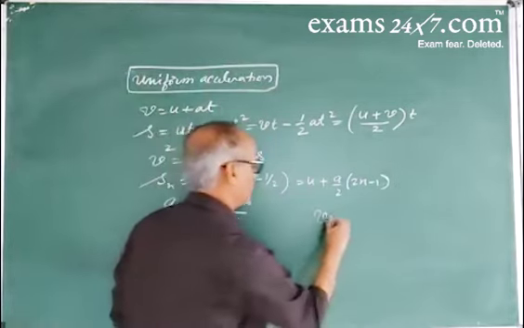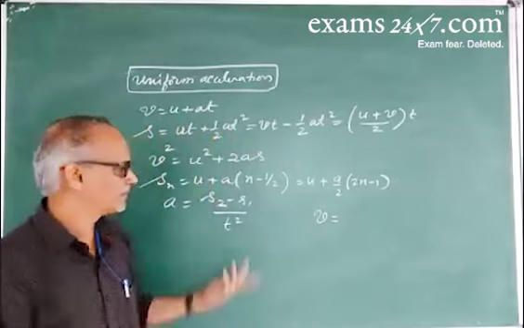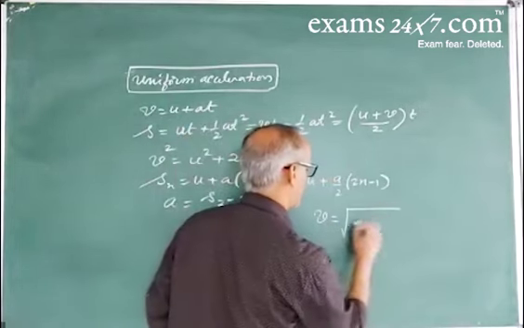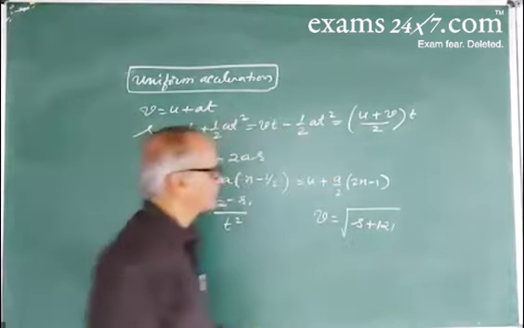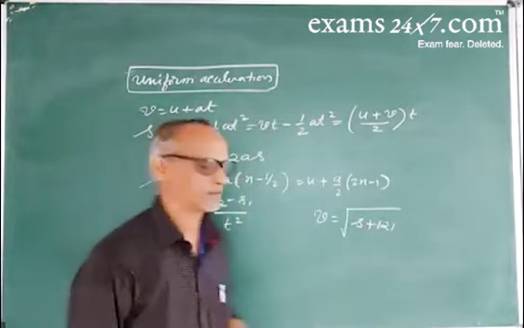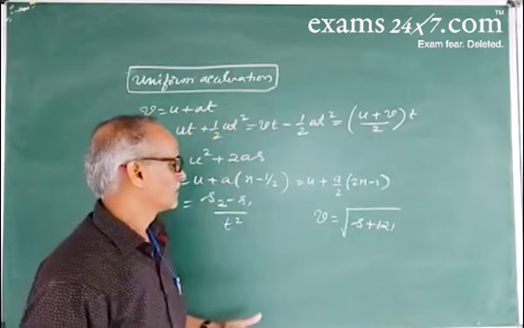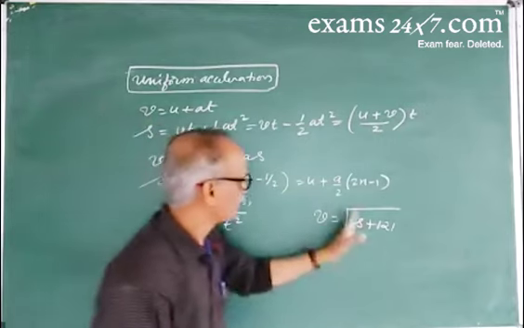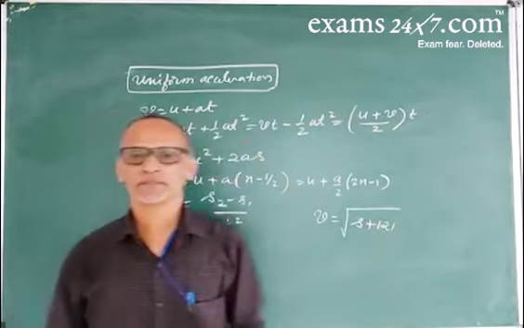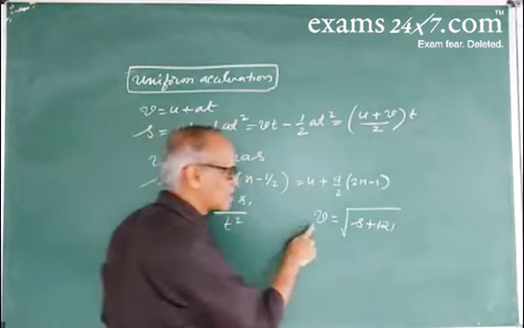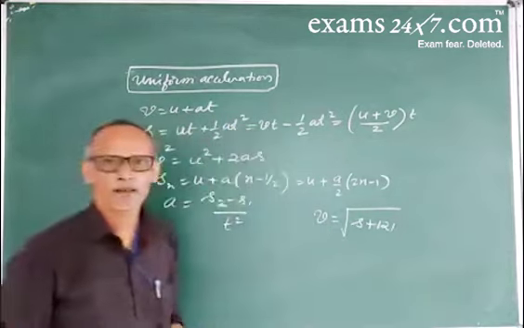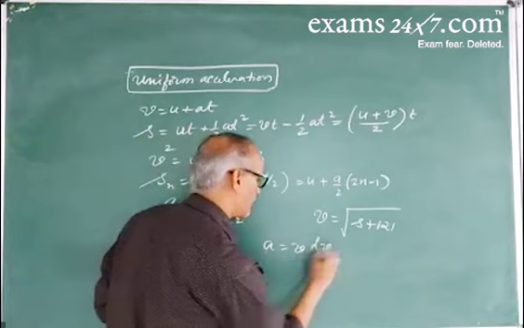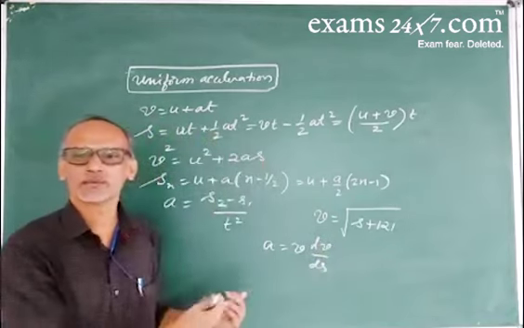Suppose an equation is given where v is equal to root of s plus 121, let's consider. Now in this case, what is the acceleration? How to find the acceleration? So v is equal to square root of s plus 121. If you want to find the acceleration, now you can see here v is not a function of time, v is a function of s. So one of the equations which is given to find the acceleration is a is equal to v into dv by ds. So that will give you the value of the acceleration.